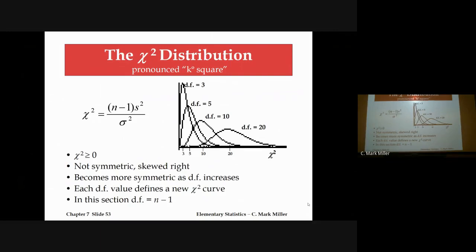So in this section, our degrees of freedom. Every degree of freedom defines a new curve, just like the t distribution. And in this section, degrees of freedom are always going to be n minus 1. They will not always be n minus 1. One case where they're not n minus 1 is in that genetics problem.